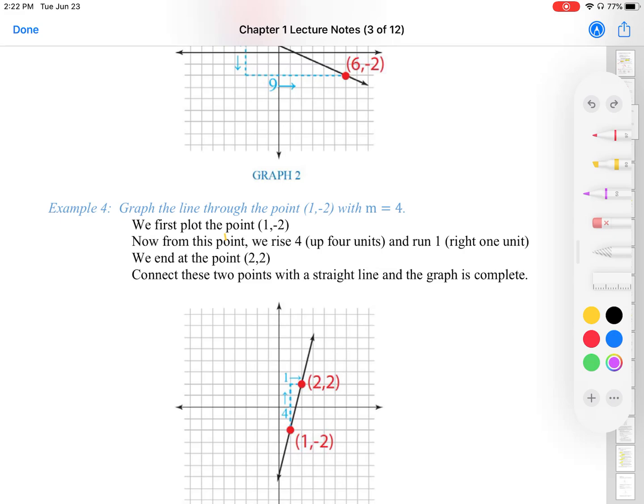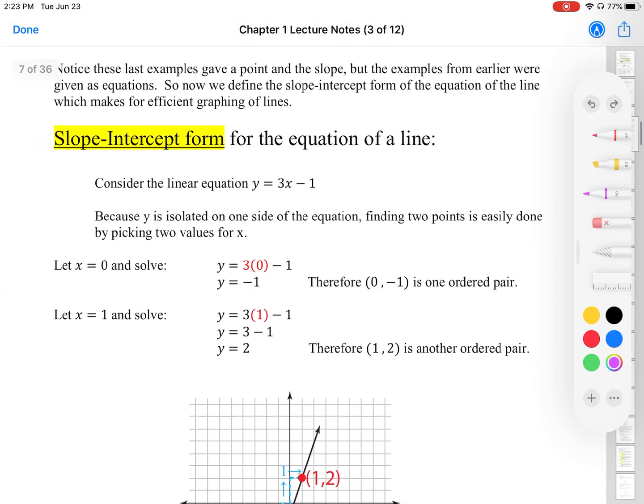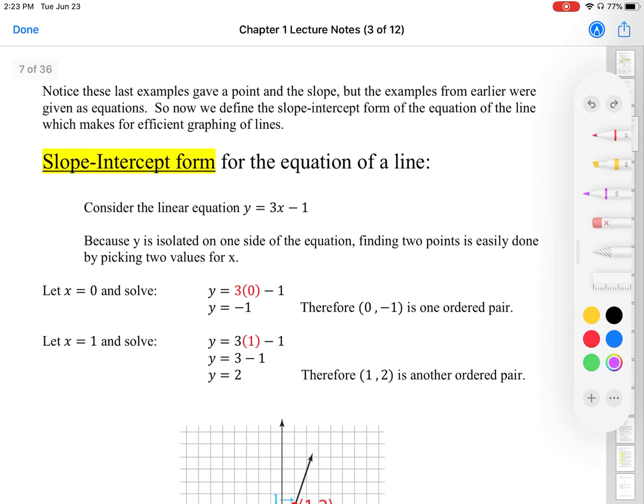All right, you have another example for you to try. Moving forward, notice these last examples gave a point and a slope, but the examples from earlier were given as equations. So now we define the slope-intercept form equation of the line, which makes for efficient graphing of lines.